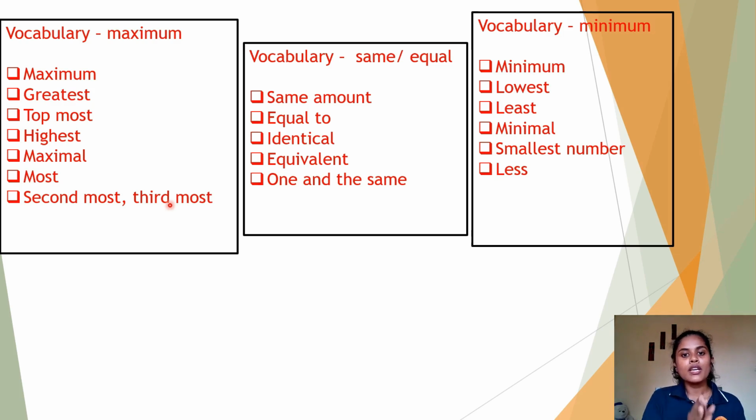And also in the vocabulary, for the same or equal amounts, you can say the same amount is spent in this month as in this month, or the expenses spent in this month are equal to the expenses spent in this month. Likewise, identical, equivalent, one and the same. These words you can use instead of using same or equal. And for the minimum also, instead of using just minimum throughout the paragraph, you can use lowest, least, minimum, smallest number, and less. So these are words that you can use.